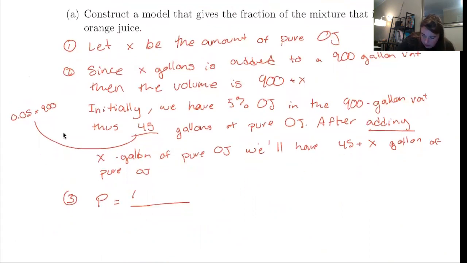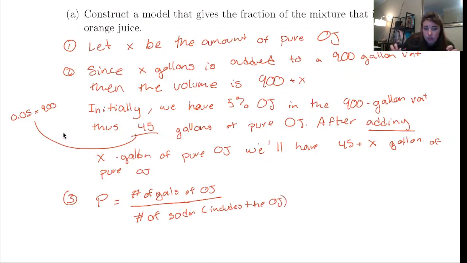And it's asking about the mixture that is pure orange juice. So I'm going to have my number of gallons of OJ, and I'm also going to have my total number of soda, which again, remember the soda includes the OJ. I really like these word equations where instead of putting numbers in the numerator and denominator, I'm putting words. That's really helpful to me. If it's not helpful to you, flush it out of your mind.